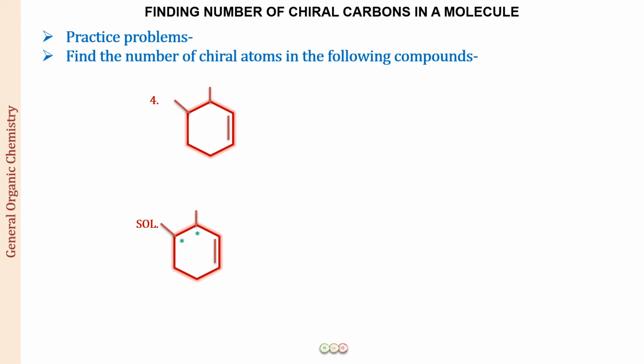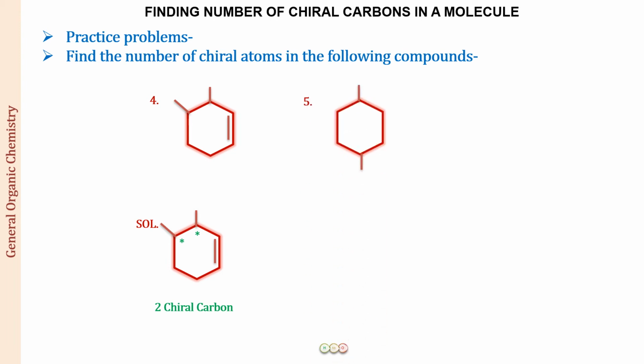Alright. Where you're not finding anything written, that is a CH2. So first of all, just remove those. And if there are double bonds being formed, you're not going to look at them as well. So you can say that we have 2 chiral carbons in this molecule.